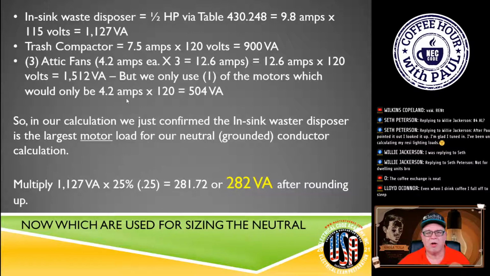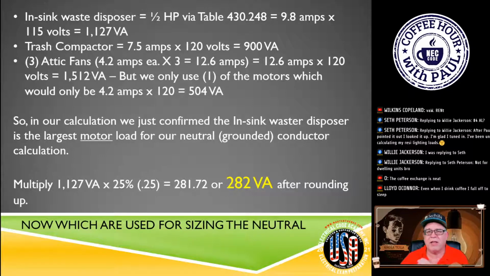We could compare all of these if they were motors, and these attic fans could be, depending on how your equation is given to you. In ours, we did not. In this case, you would only compare one of the motors anyway, so that wouldn't be anywhere near the size of that in-sink waste disposer. Even if we had 3 attic fans, they're probably going to be much smaller motors. They're not going to be 1/2 horsepower, probably, an attic fan in a dwelling. So ultimately, we're going to be back at the in-sink waste disposal.